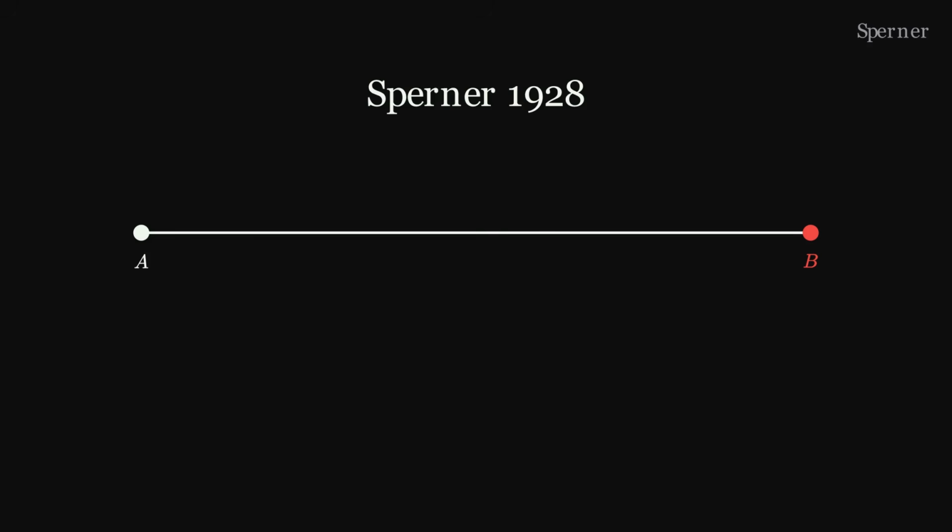Subdivide the segment into tiny pieces and color each interior division point either A or B, however you like. Now count the subsegments whose endpoints are different, 1A and 1B. I claim this count is always odd. Here's why. Walk along the segment from left to right.